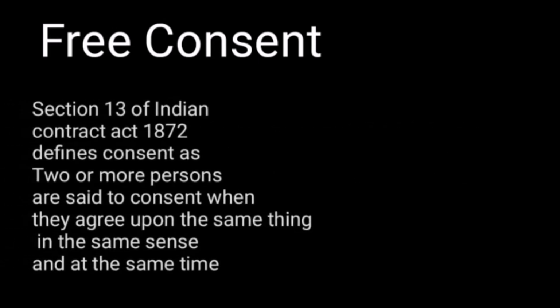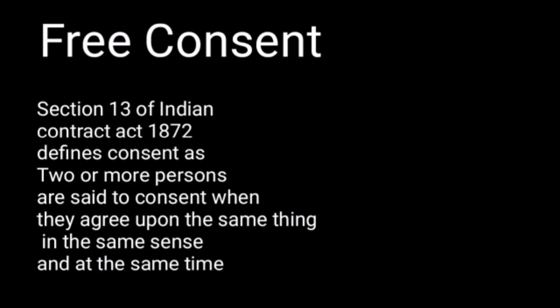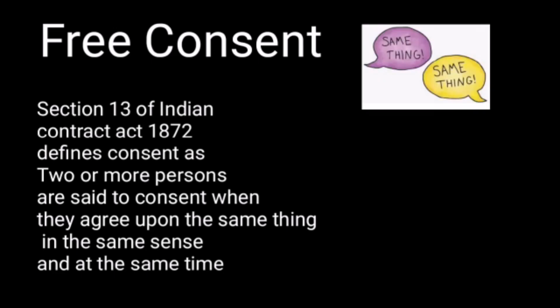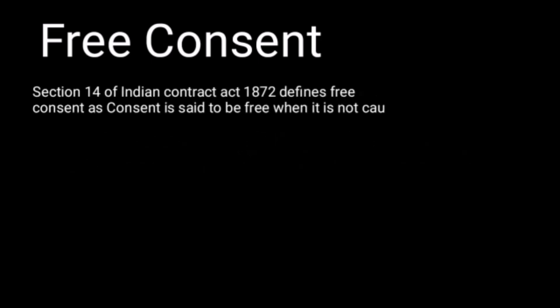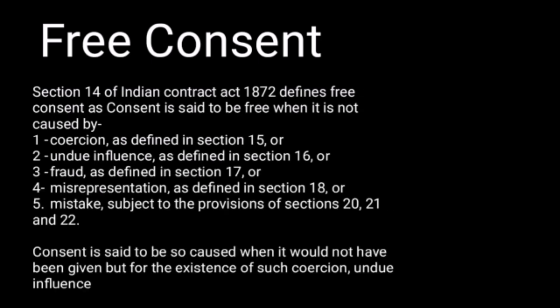According to Section 13 of the Indian Contract Act, two or more parties are said to consent when they agree upon the same thing in the same sense and at the same time. Consent is said to be free when it is not caused by flaws in consent. Section 14 of the Act defines free consent as: consent is said to be free when it is not caused by coercion, undue influence, fraud, misrepresentation, and mistake.